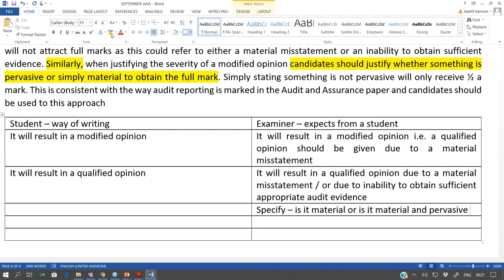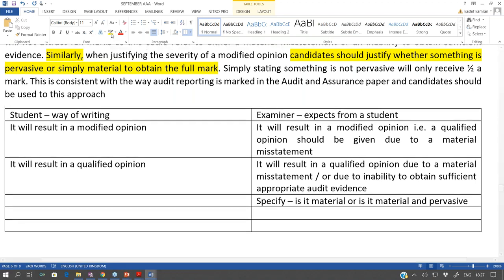Then the next one, simply stating something is not pervasive will only receive half a mark. This is consistent with the way audit reporting is marked in the audit and assurance paper, and candidates should be used to this approach. So will we simply say this is pervasive or will we justify why it is pervasive? Examiner says if you say this is material, you will get half a mark. But if you justify material, you get one. If you say this is pervasive, you will get half a mark. But if you justify pervasive, you will get full mark.